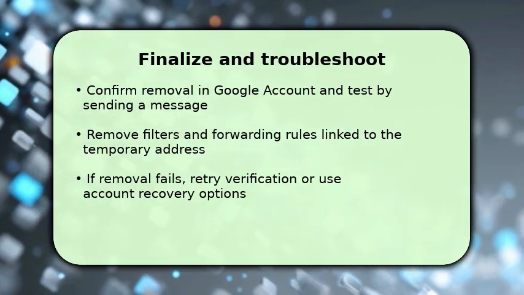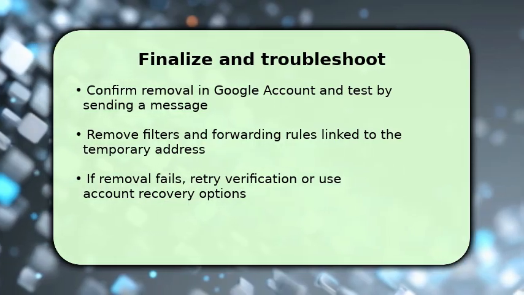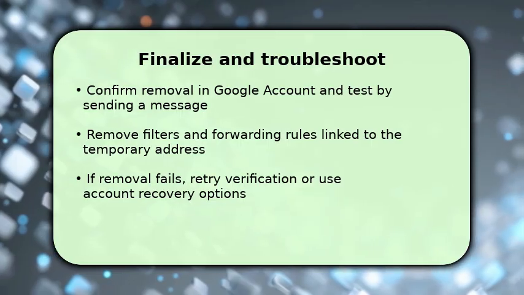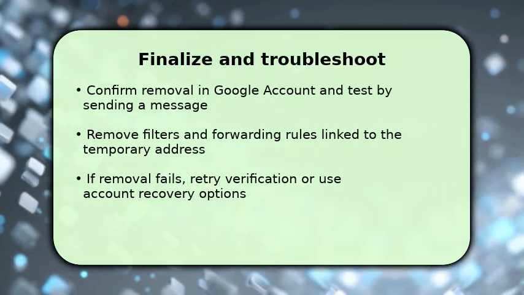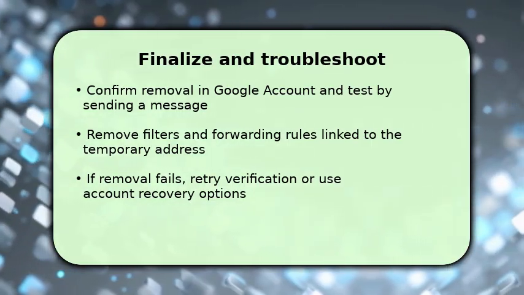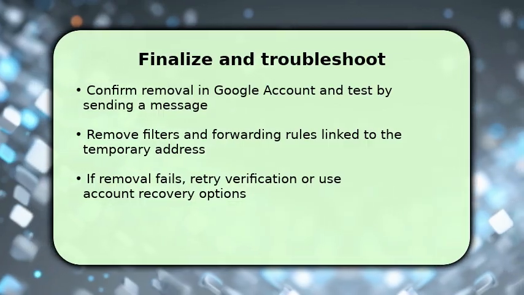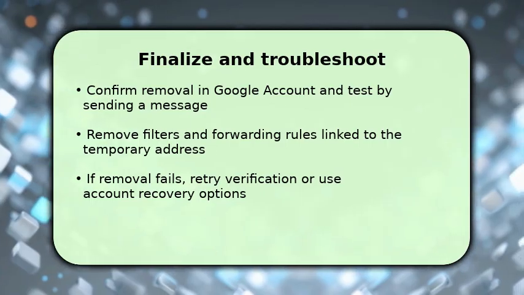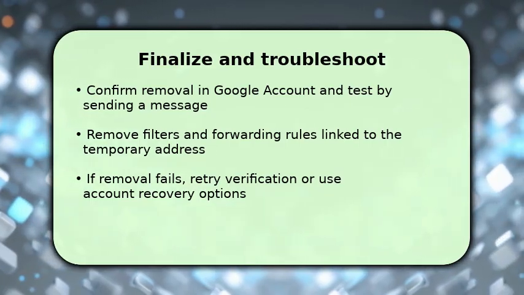Make sure you remove any Gmail filters or forwarding rules that reference that address, since those can keep routing mail. If you run into problems, such as verification failing or the address still appearing, retry the identity checks, clear browser cache, try another browser or device, and use account recovery options if Google blocks removal.